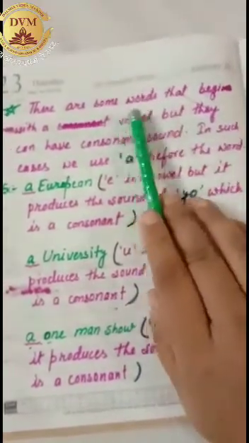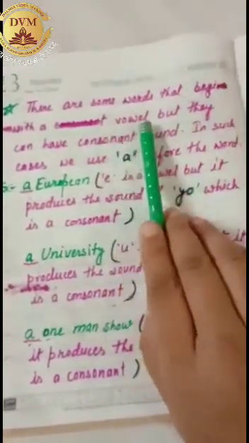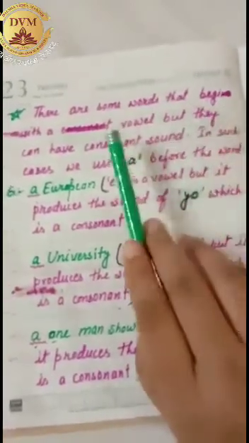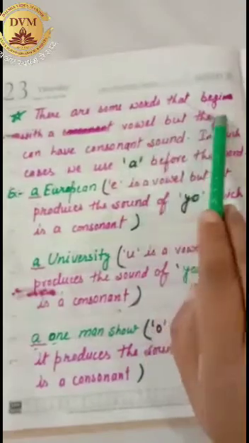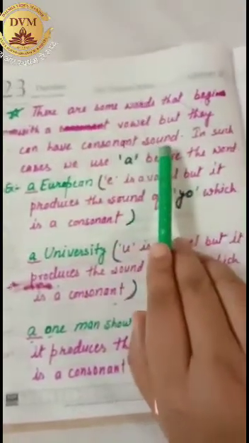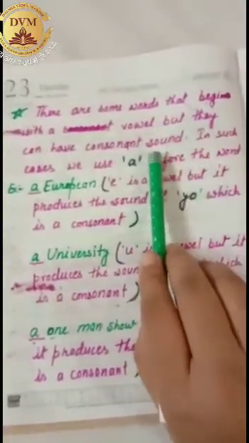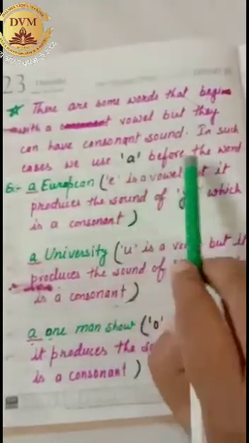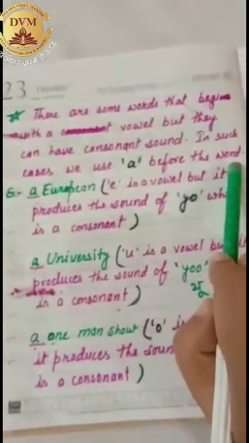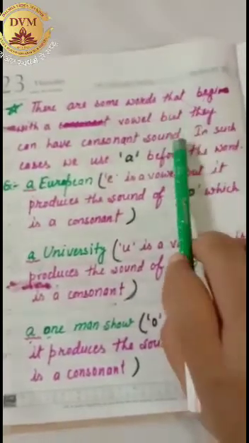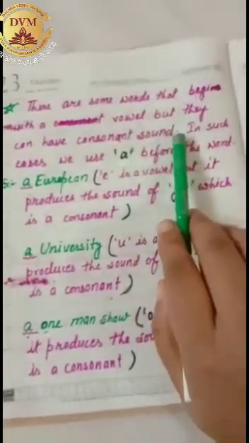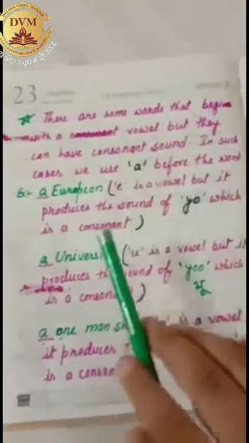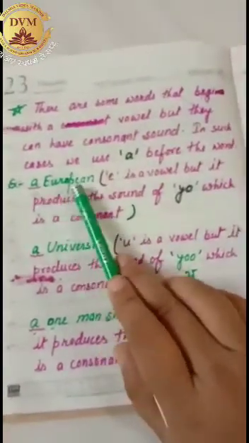Means the words are starting with a vowel. Vowel से start हो रहे हैं. Vowel means A, E, I, O, U. The words are starting with a vowel, but they are giving a consonant sound. In such cases, we use a before the word. The word is starting with a vowel, but they are having a consonant sound. So, we will use a before those words. Okay? See example, a European.